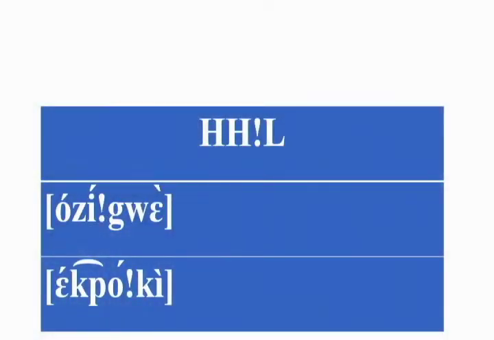Then you have the high, down step, low in Ozigwe, Ekoki. Then we'll have the high, down step, low, okay, Ozigwe and Ekoki.